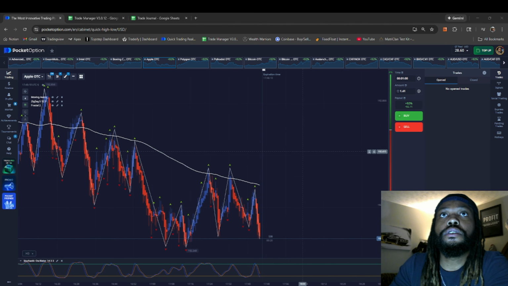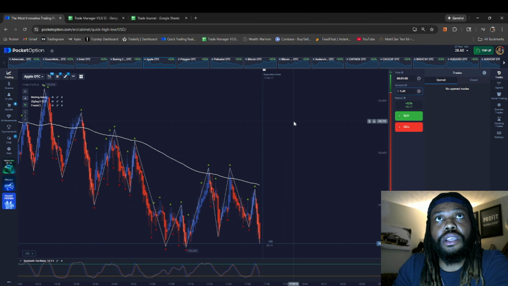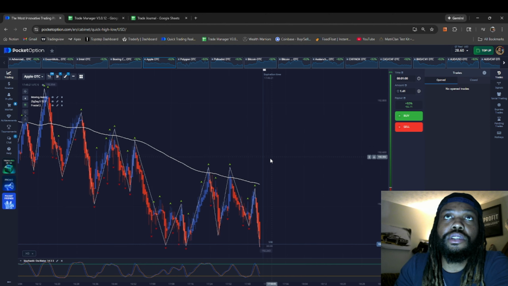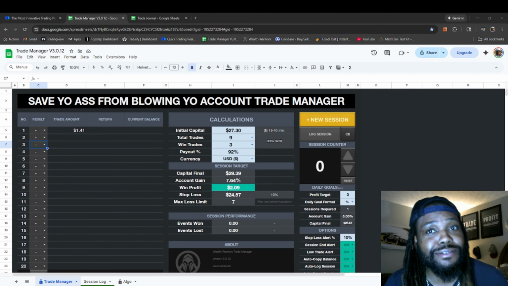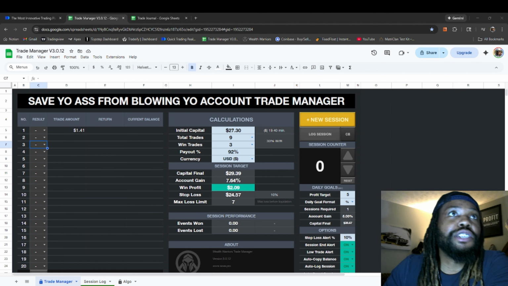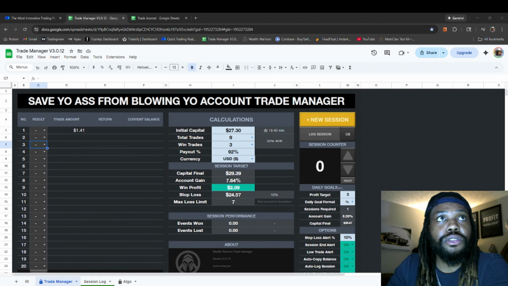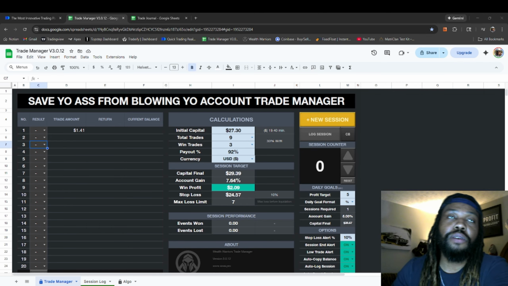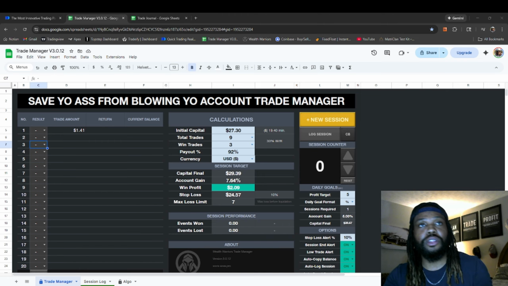We won, baby. So now I'm going to explain why I chose $1.41 as my entry, my risk. I have this right here, and as you can see by the title, this is going to save me from blowing my account. This little spreadsheet is pre-coded to give me suggested trade amounts for the amount of money I have in my account. I started an account with $25. My plan is to deposit $25 in this account every week and just compound it every day.